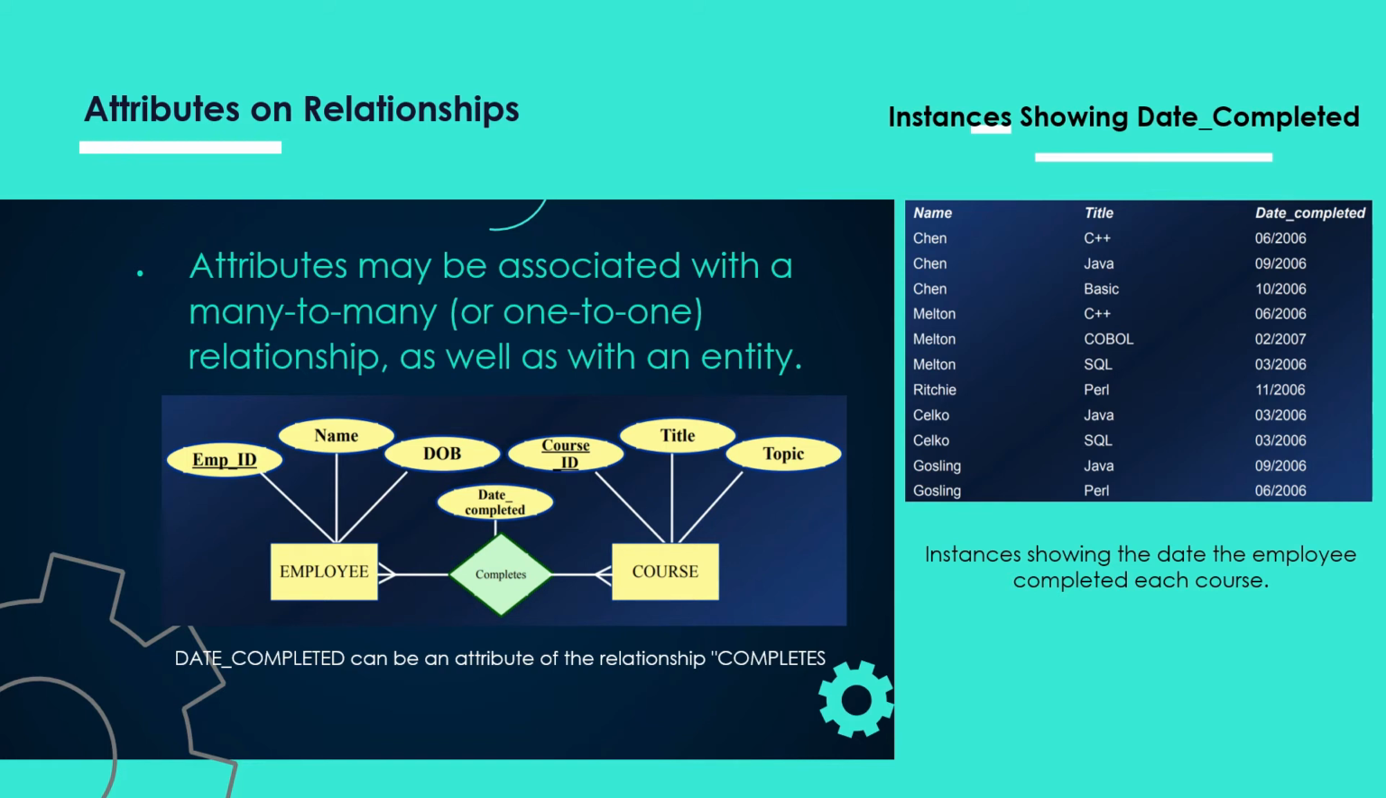Attributes on relationship. Attributes may be associated with many-to-many or one-to-one relationships as well as with an entity. In this example, the date completed can be an attribute of the relationship completes. These are also instances showing the date the employee completed each course.